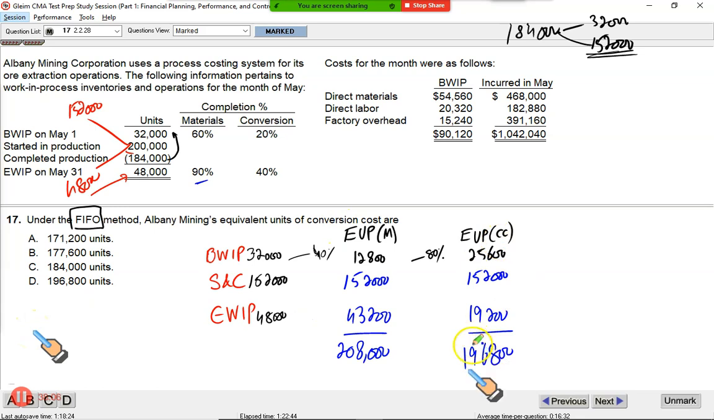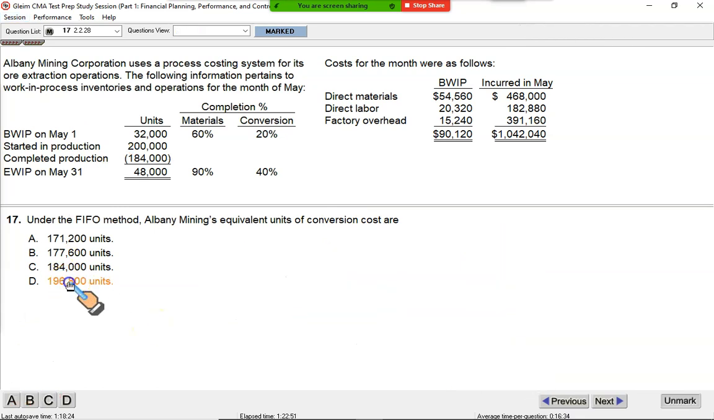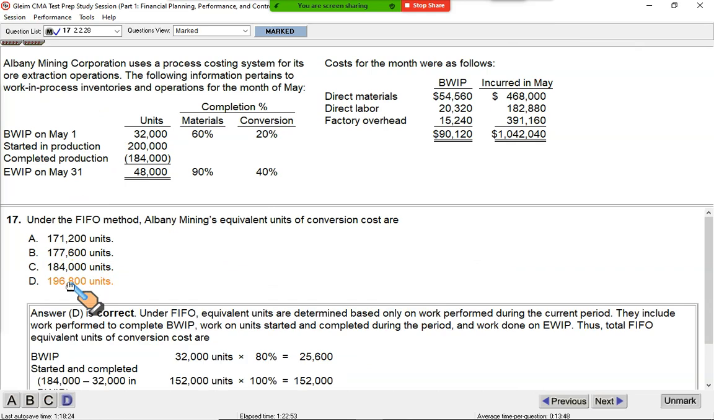Equivalent units of production of conversion cost: 196,800. Do we have it there? Absolutely, D. So gentlemen, this is the first step.